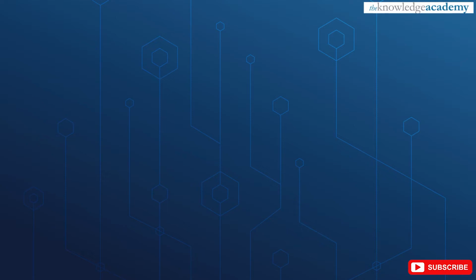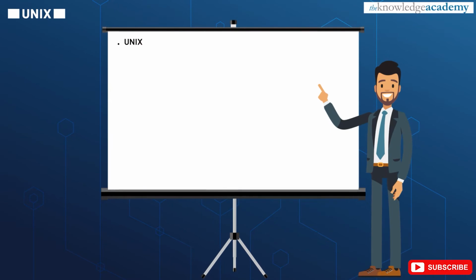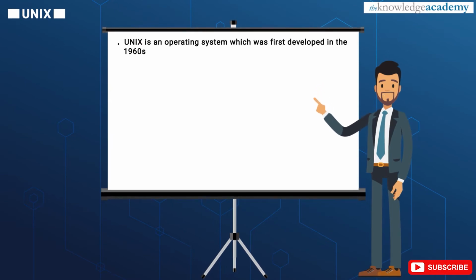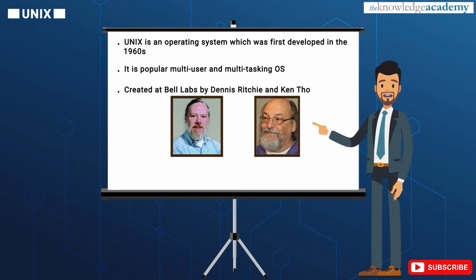Let's begin this module with a basic understanding of what Unix is. Unix is an operating system which was first developed in the 1960s. It is a popular multi-user and multitasking operating system. Unix was created at Bell Labs by Dennis Ritchie and Ken Thompson. The attributes of Unix are stability, portability, and security.